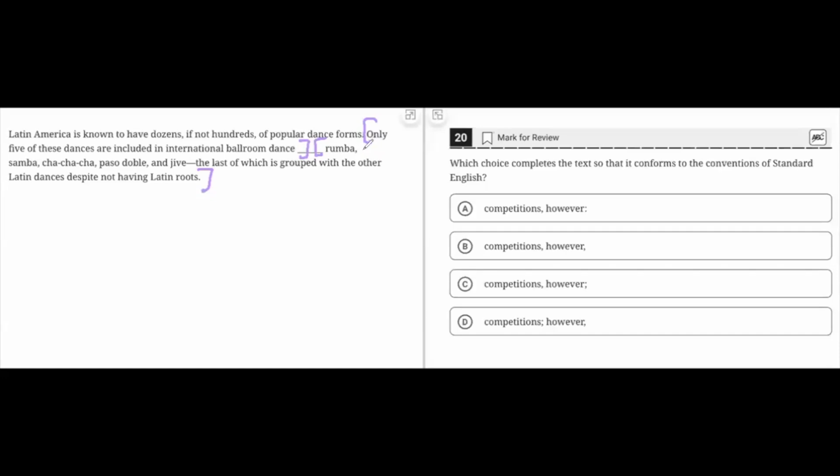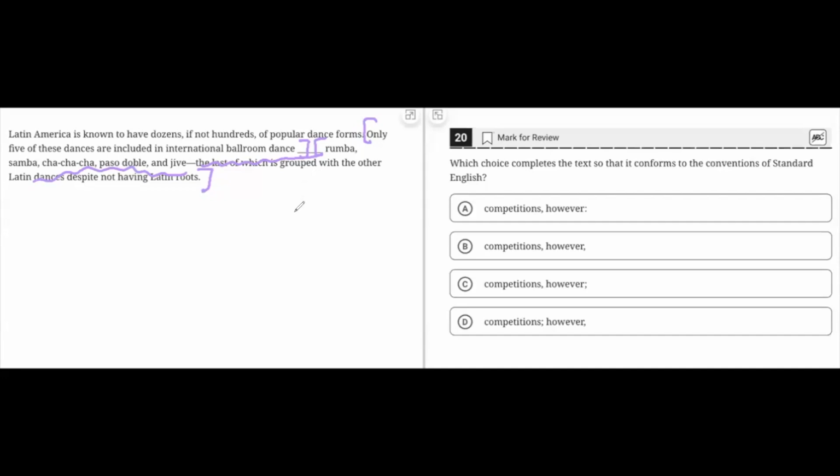Only 5 of these dances are included in international ballroom dance competitions, period. Now, if you were to read this part, rumba, samba, cha-cha-cha, paso doble, and jive, the last of which is grouped with the other Latin dances despite not having Latin roots. This part right here is a parenthetical. You can just disregard that. Going back to this part here, this is not an independent clause. It's not a complete thought. This is more like a phrase. It lists items, so it does not stand on its own.